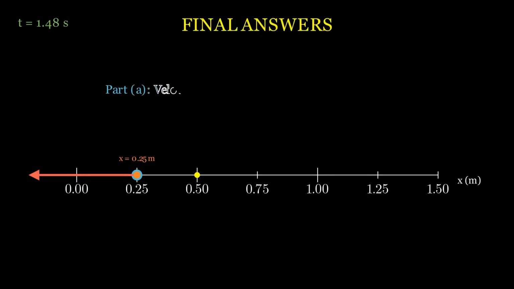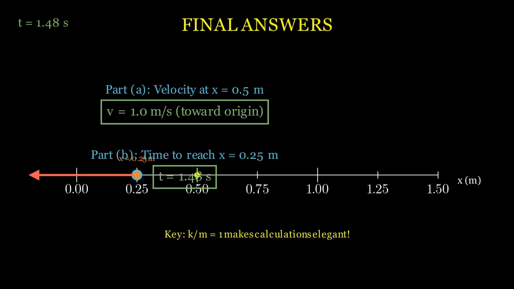Let's summarize our results. For part A, using energy conservation, we found that the velocity at x equals 0.5 meters is exactly 1 meter per second, directed toward the origin. For part B, using the time integral with a trigonometric substitution, we found the time to reach x equals 0.25 meters is approximately 1.48 seconds. The beautiful simplicity of these answers comes from the fact that k over m equals 1 in this problem.